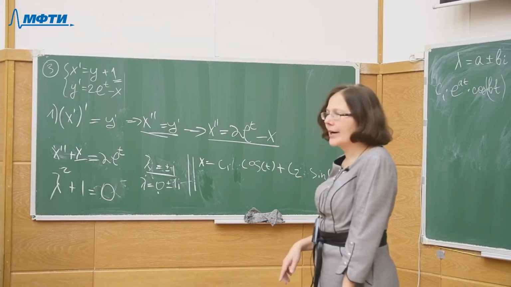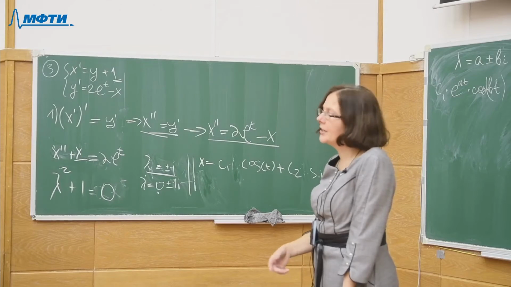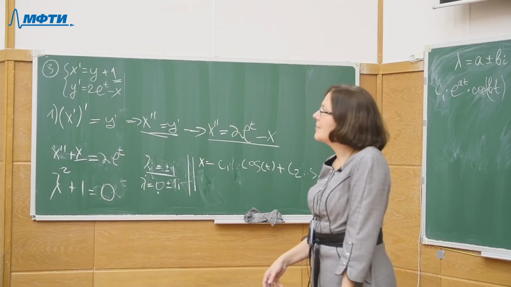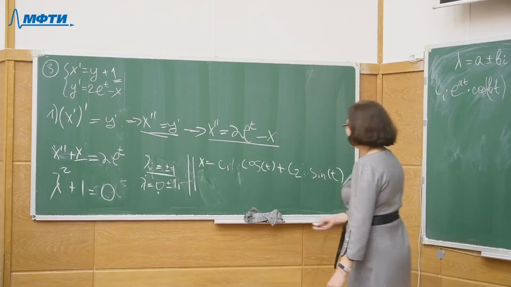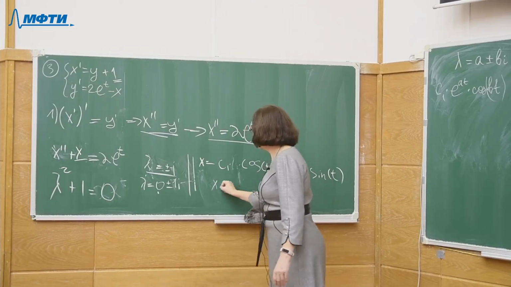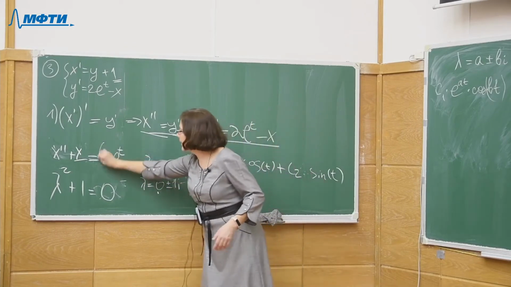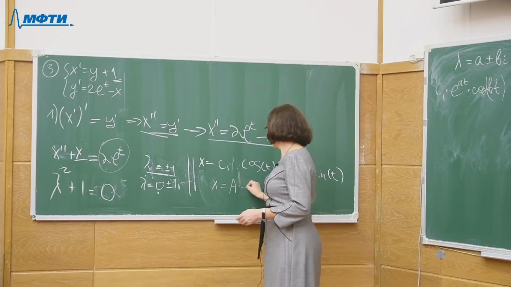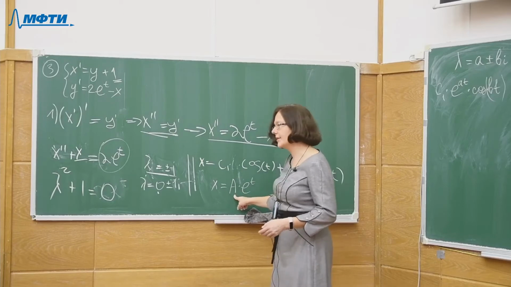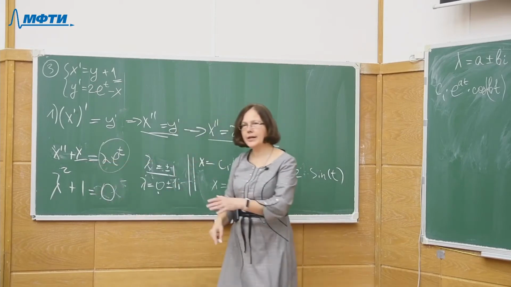You must look for a particular solution of this non-homogeneous equation. We will use the method of undetermined coefficients. This means we will look for the particular solution in a form similar to the right-hand side: A times e to t. To find A, we must differentiate it twice, substitute here and equate both parts.